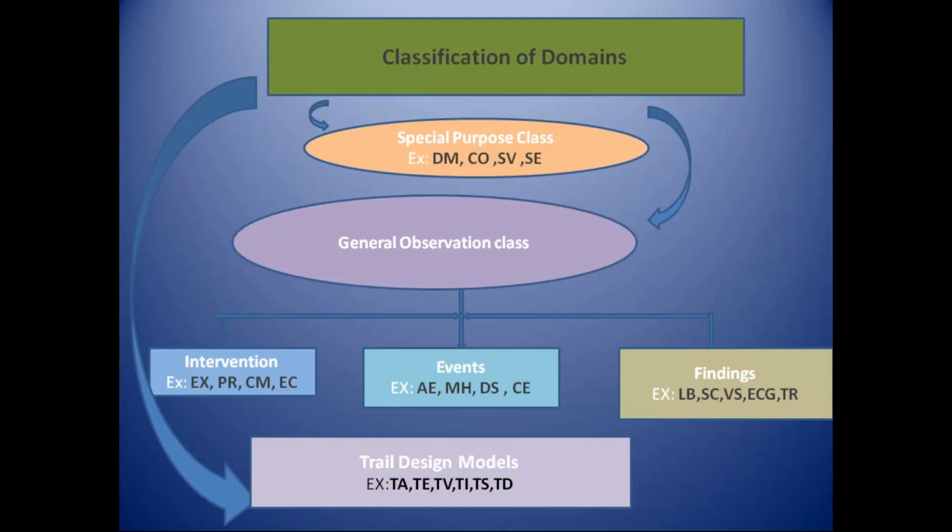While designing the trial, first they will design the trial design models. Trial design models are planned domains. They include trial arm, trial element, trial visit, trial inclusion criteria, exclusion criteria, trial summary, and trial disease assessment. In that, we get 6 domains in the trial design model. Why do we call them planned? Because they are designed before the start of the study, before collecting the information from the subjects.